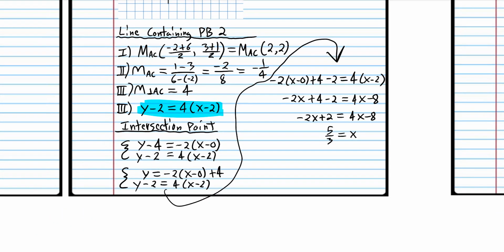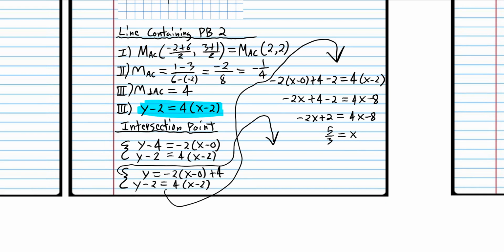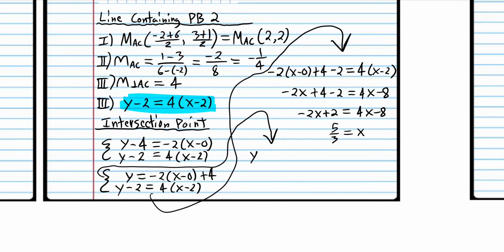And to find y, we just use the equation where y is isolated. So y is equal to -2 times 5/3 minus 0 plus 4. And simplifying that, we get y is equal to 2/3. So the circumcenter is 5/3, 2/3.